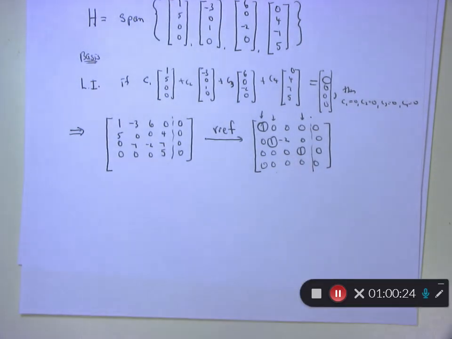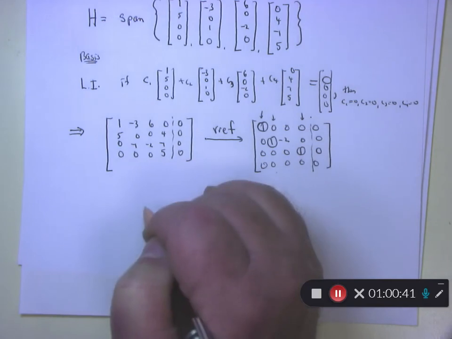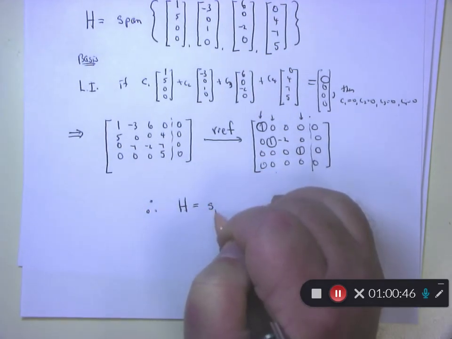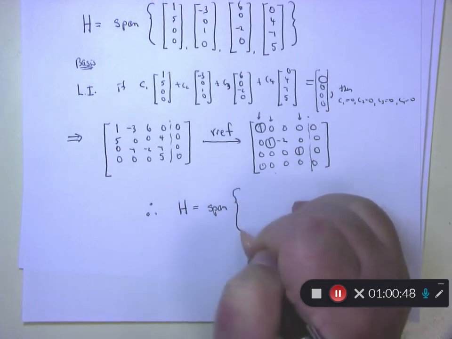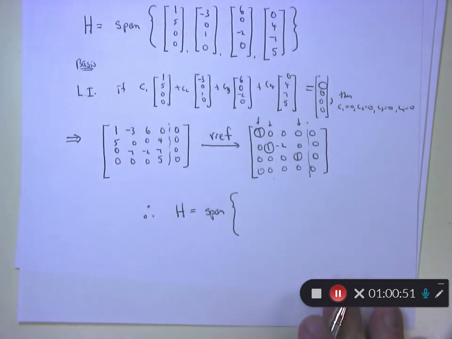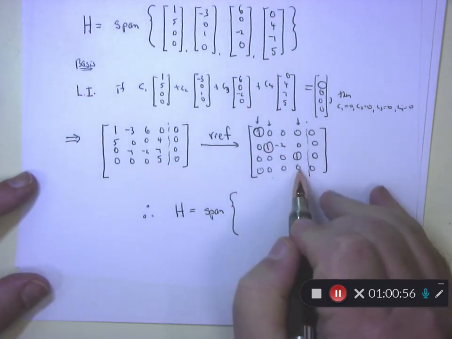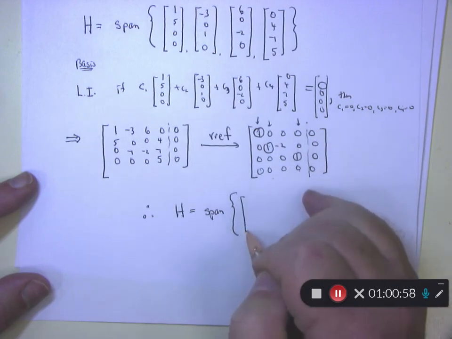We do not have a pivot in the third column, which means that third column is the free variable, which means we can ship him to the other side, which means, in terms of a basis, what do I really need? In terms of a basis, therefore, H is actually equal to the span of which vectors do I actually need? The ones with the pivots. The first one, the second one, and the fourth one, right? So it's these vectors here.